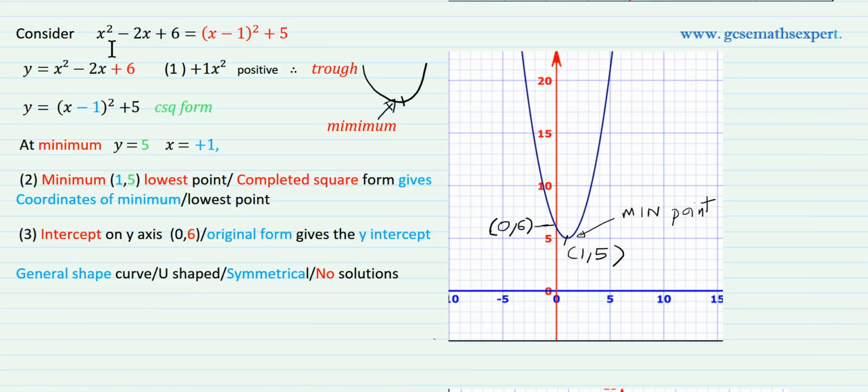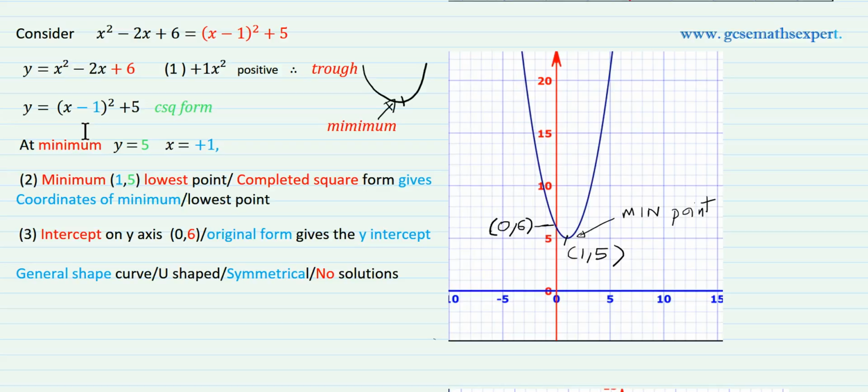Again, we have another quadratic, x squared minus 2x plus 6, and in its completed square form it's x minus 1 all squared plus 5. Now y is equal to x squared minus 2x plus 6, because this is an x and y relationship. Yeah, now in front of the x squared there's a positive 1. Therefore it's a trough type curve like this, it has a minimum.